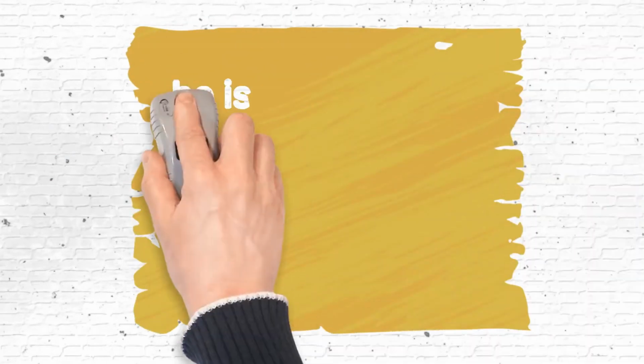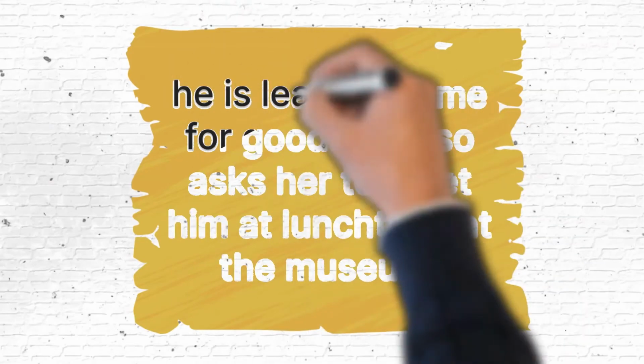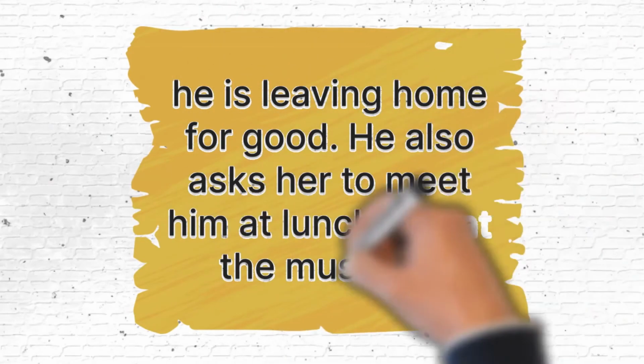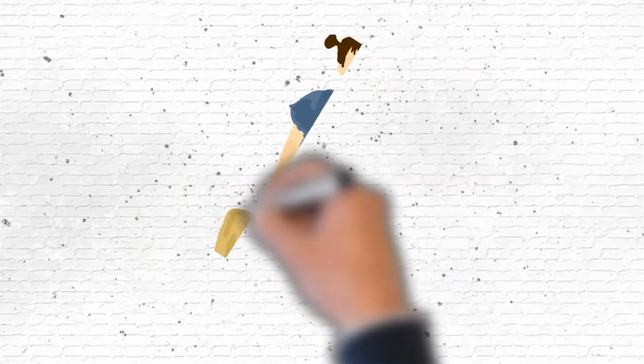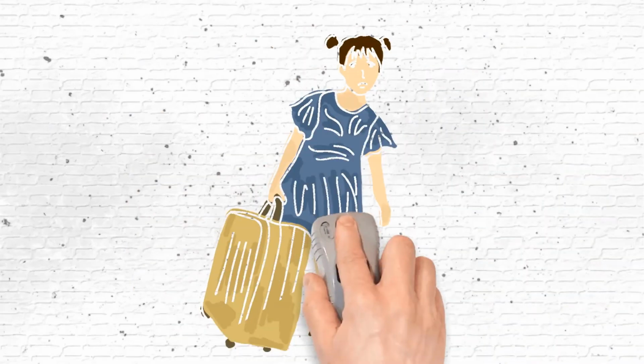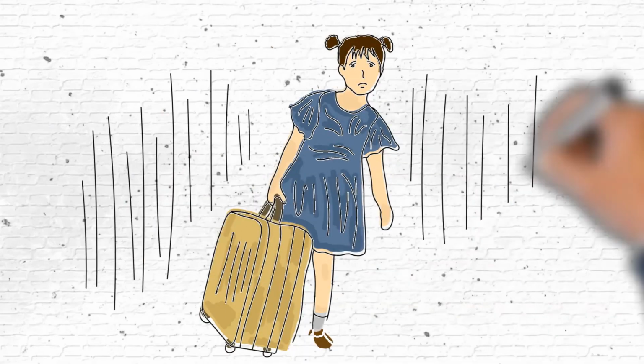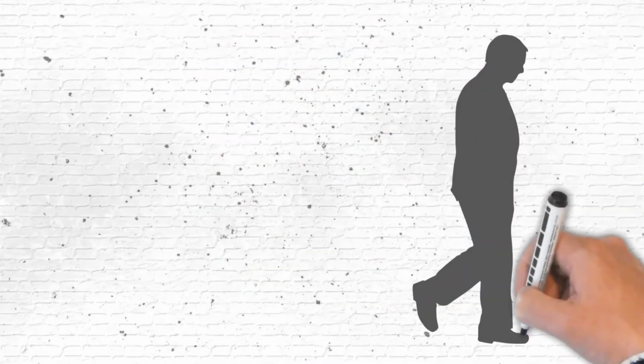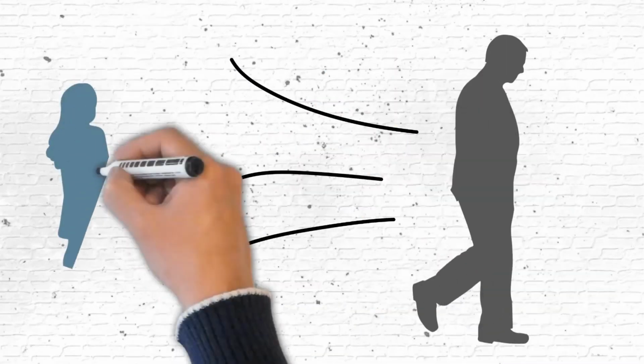The next day, Holden goes to Phoebe's school and sends her a note saying that he is leaving home for good. He also asks her to meet him at lunchtime at the museum. Phoebe arrives with a suitcase full of clothes, asking Holden to take her with him. He angrily refuses. Phoebe cries and refuses to speak with him. Knowing that she will follow him, Holden walks to the zoo and takes her across the park to a carousel.